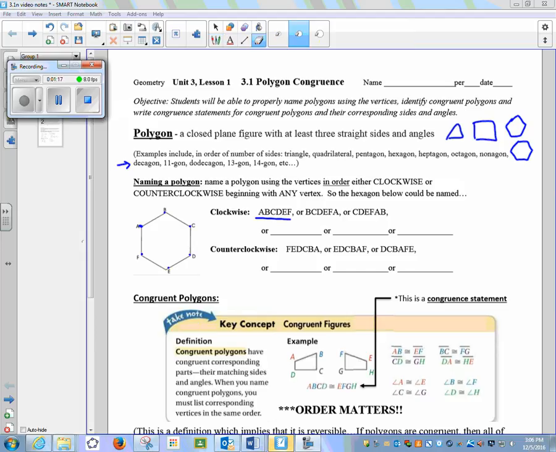But what if I started at B? If I started at vertex B, then I would just go from there clockwise, B, C, D, E, F, A. If I start at C, I go C, D, E, F, A, B, etc. So you need to fill in the rest of these. I started at A, I started at B, I started at C, now start at D, and then start at E, and then start at F. And just give me what those names would be in order.